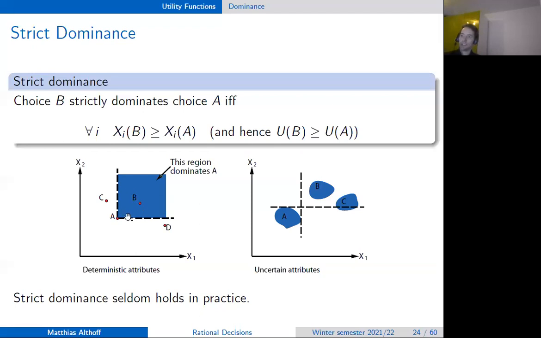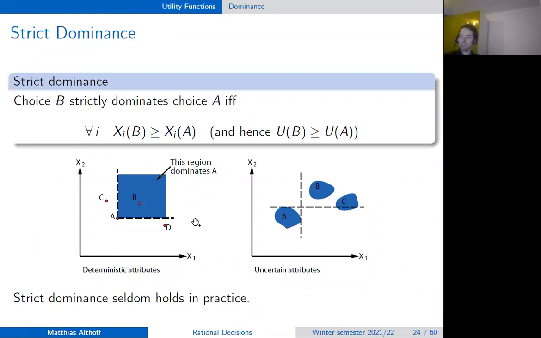So you see here, B is better compared to A with respect to x1 and x2. And so B dominates A. So this is a clear choice. However, D is better with respect to x1, but worse with respect to x2. So there's no dominance. And the same holds for C, which is better in terms of x2, but not better in terms of x1. So here you already see that these cases where one solution is best in all respects are rather rare.